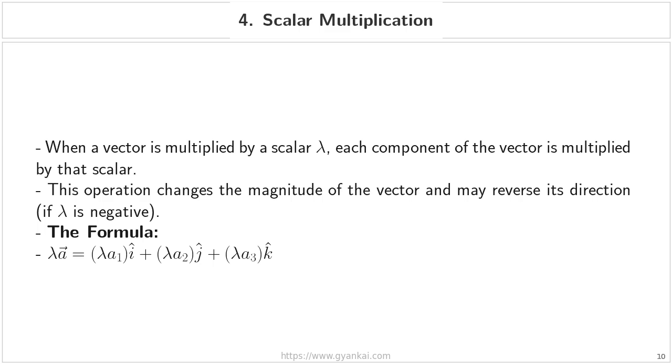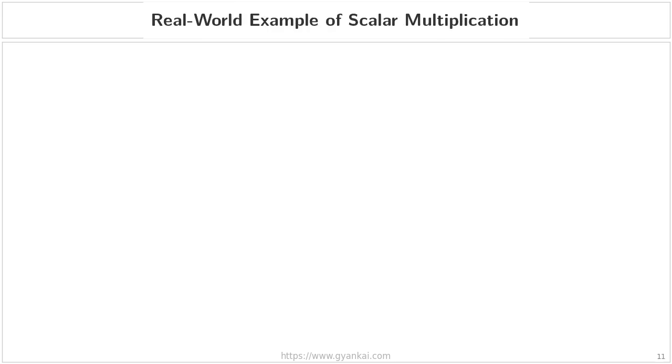Now that we have mastered how to add and subtract vectors by combining their corresponding parts, let's move on to our fourth operation, scalar multiplication. In the next slide, I will show you a real-world example involving a car's velocity to help you visualize this concept in action. Real-world example of scalar multiplication.